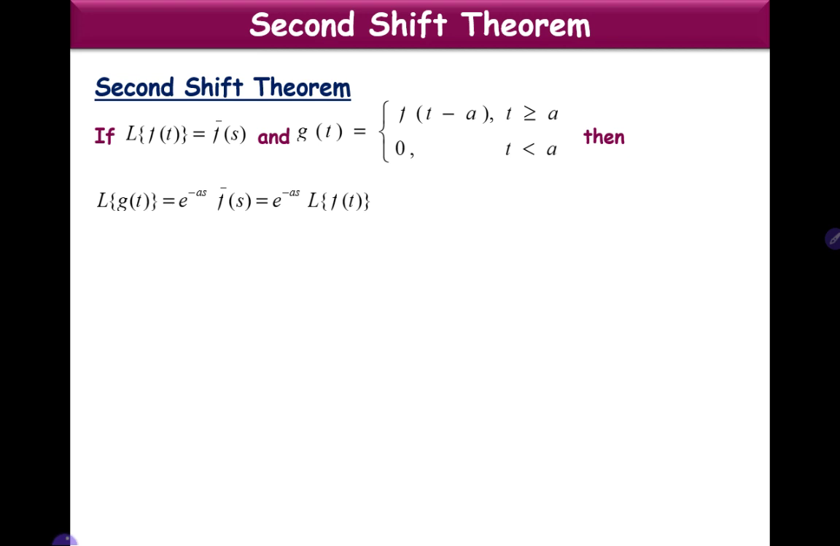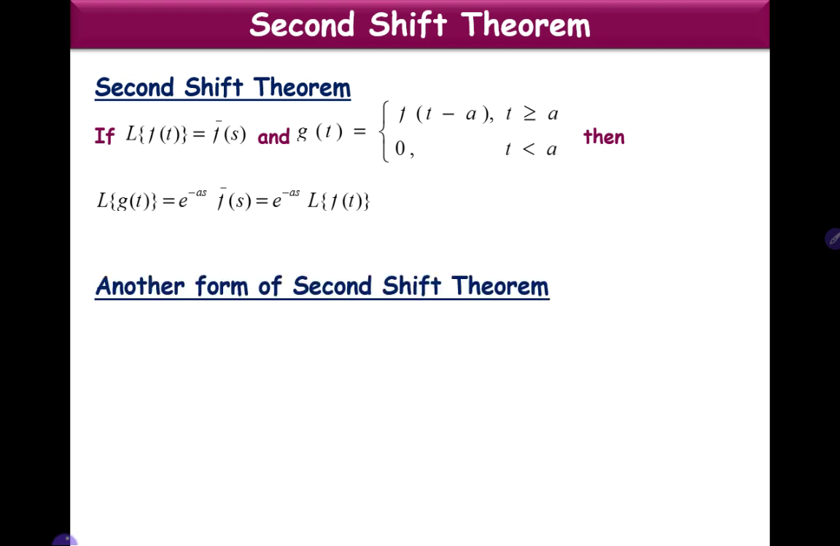We can state the second shift theorem in another form, that is L of f of t minus a into u of t minus a, where u of t minus a is the unit step function here, is e power minus as into Laplace transform of f of t. These both are equivalent statements because g of t can be expressed as f of t minus a into u of t minus a. So keep in mind these two statements.